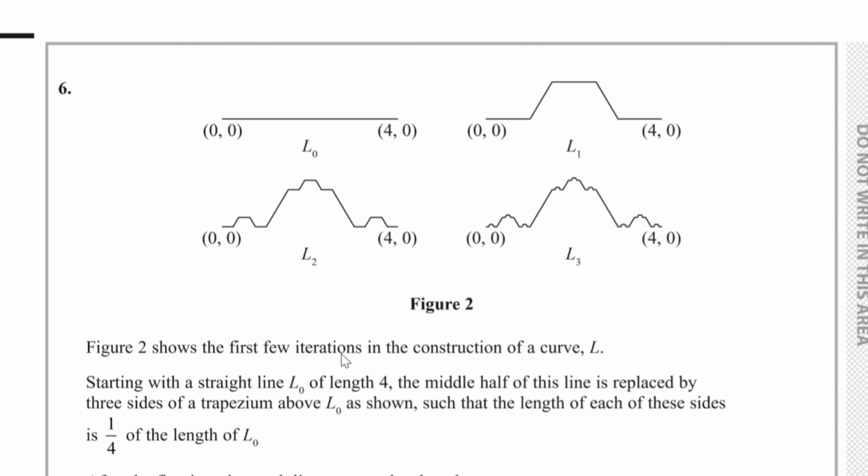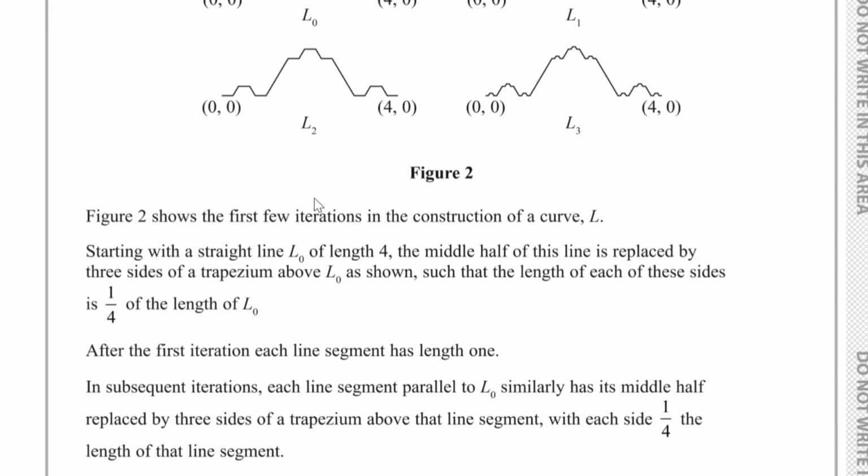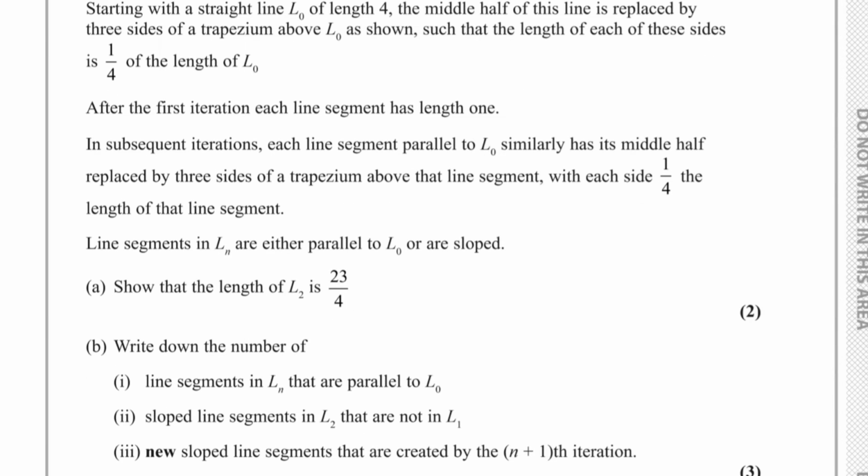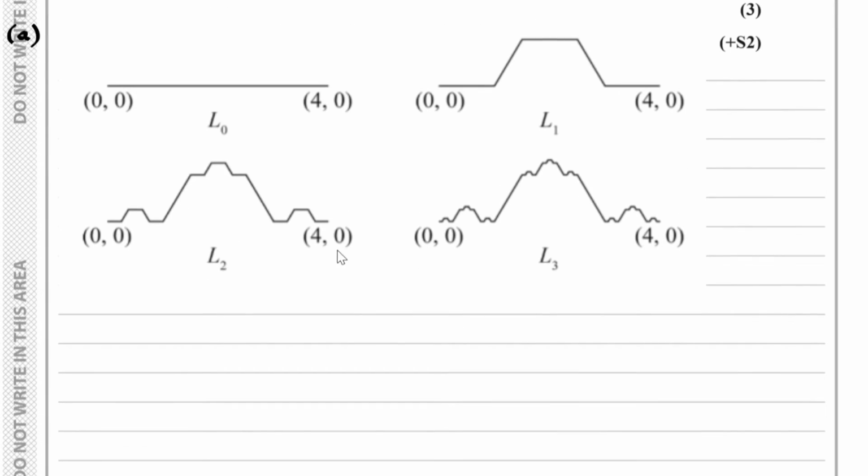So that's what is happening. Now what we need to do is show that the length of L2 is 23/4. So here for part A, we've got our diagram, and what we know already is L0 is equal to 4. We've got a length of 4.